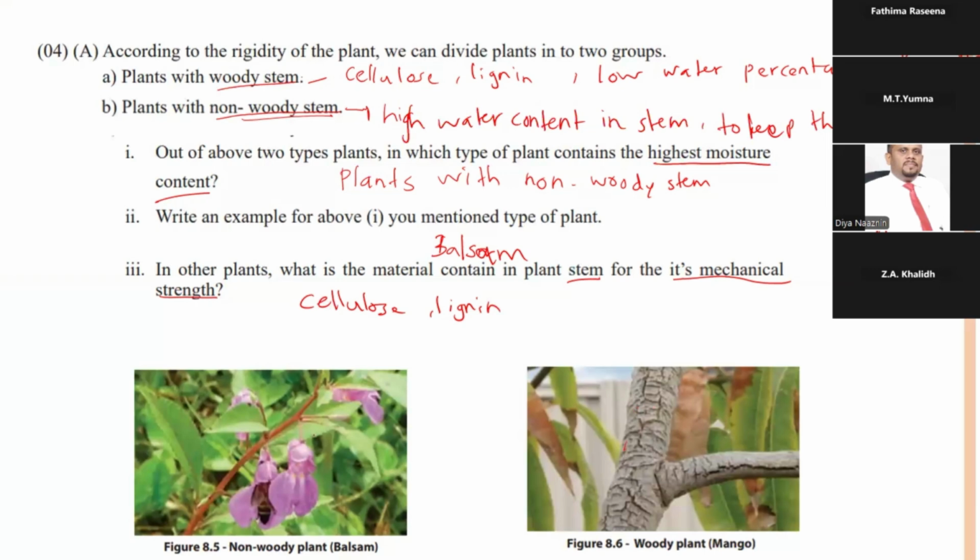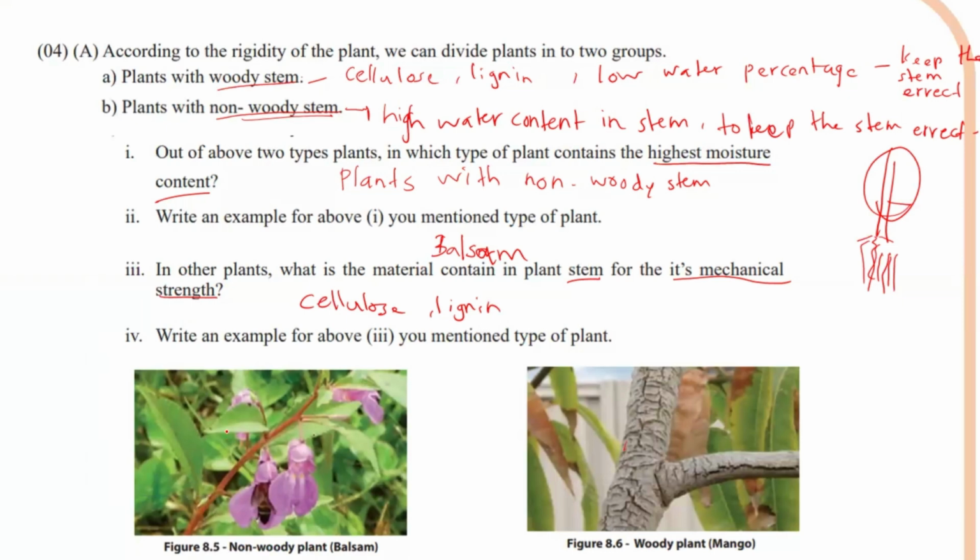So write an example for the type of plant you mentioned. Here you have mentioned the plants with woody stem. So what are the examples? Tell me, Khalid, one example for woody plants. Mango. Okay, good. Another one? Khalid, can you tell me one example for woody plants? I can't hear you. Okay, so you can say rambutan, coconut, jackfruit. Okay, like that.